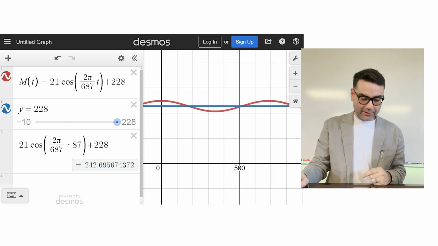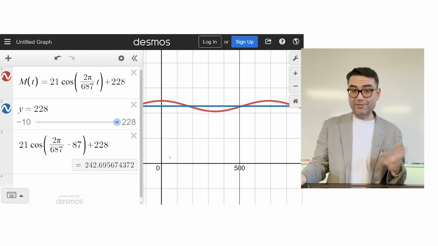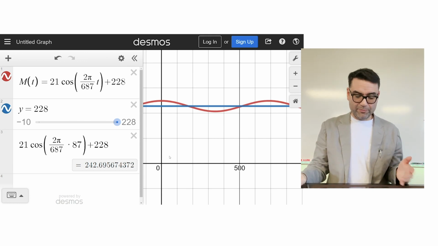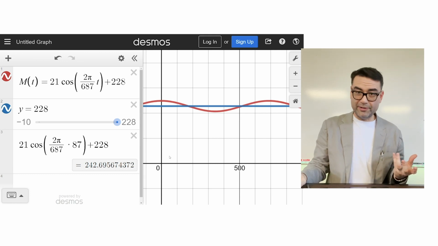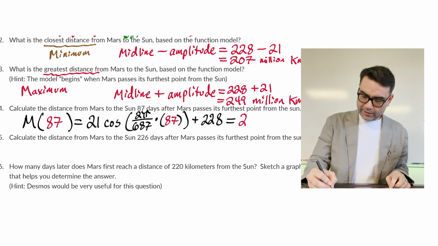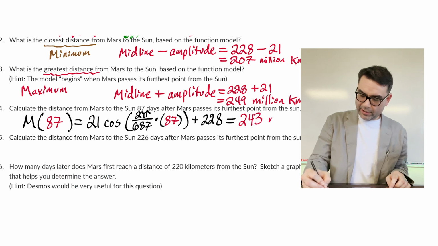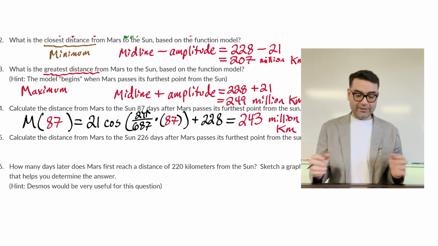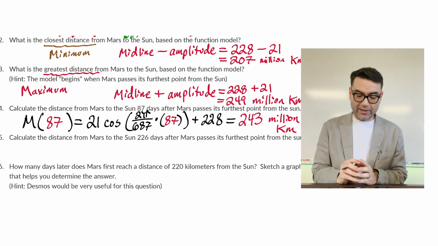So there's my result. 21 times cosine of all that plus 228 is 242.6956, etc. We'll just round to the nearest million. So we'll say 242.7, but the 0.7 would round us up to the next million. So let's just say 243 million. 243 million kilometers.